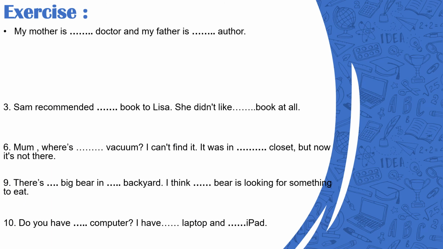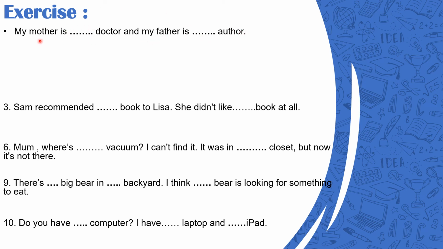Now, my students, let's practice the rule of the articles. We want to complete these sentences by using a correct article: a, an, or the. Let's start with number one. My mother is a doctor and my father is an author.